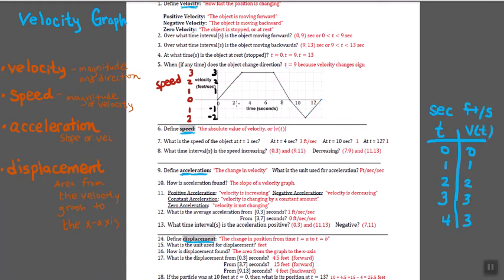Okay, so that brings us to our next concept, which is acceleration. So just to remind you, acceleration means it's the change in the velocity, and the unit for that would be feet per second per second. And if you look at this little T-chart, this might help you understand that a bit more. So at time 0, the velocity is 0. At time 1, the velocity is 1, and so on. Just did the first 4 seconds.